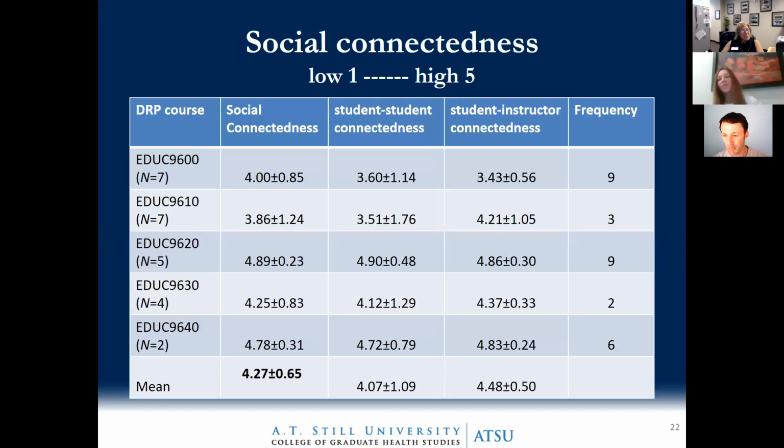So here are the results for the social connectedness, 1 to 5, 1 being low social connectedness, 5 being the highest.